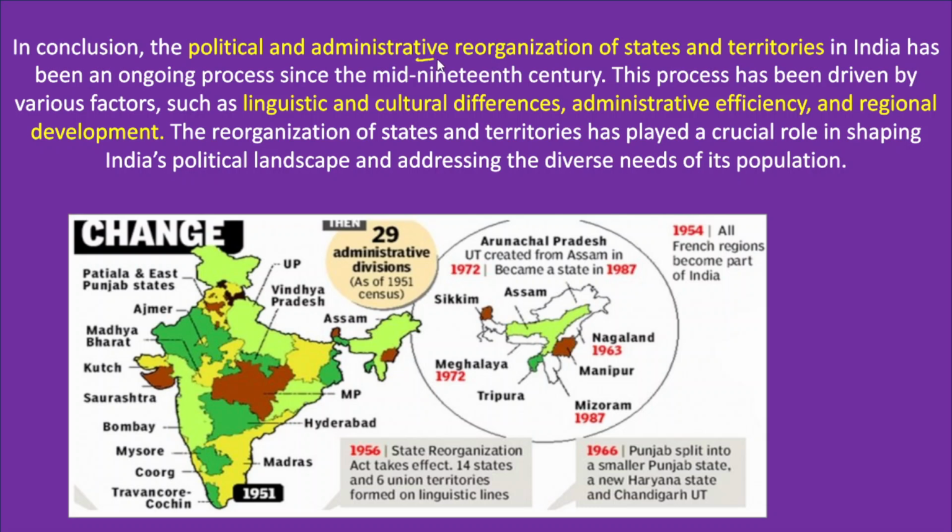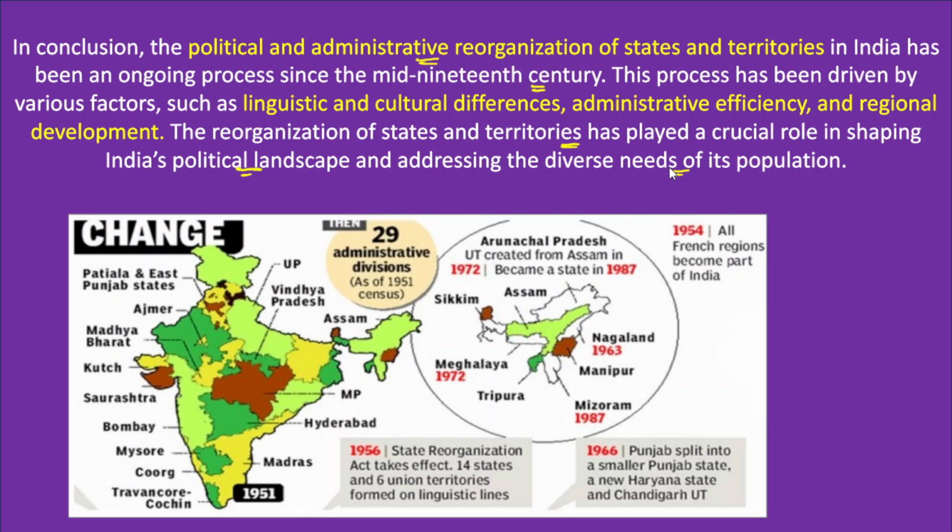So in conclusion, the political and administrative reorganization of states and territories in India has been an ongoing process since the mid 19th century. How it has been an ongoing process, we have understood right from the British rule up to the recent reorganization of Jammu and Kashmir state. Therefore, the process has primarily been driven by linguistic factors, cultural factors, and the need for better administration, good governance, and regional development. The reorganization of states and union territories has played a crucial role in shaping India's political landscape and addressing the diverse needs of India's population.